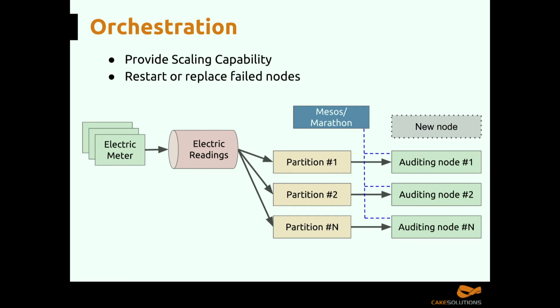It's interesting to look at this model of parallel processing from the orchestration perspective. With no dependencies between these auditing nodes, new nodes can easily be started by the cluster management system in response to increasing demand. New auditing nodes simply connect to Kafka, and it manages the partition rebalancing and assignment for us, assigns new partitions to this new node, and then shares out the processing.